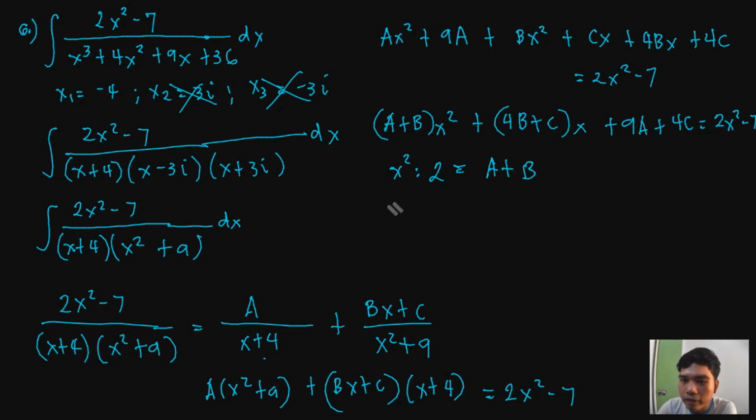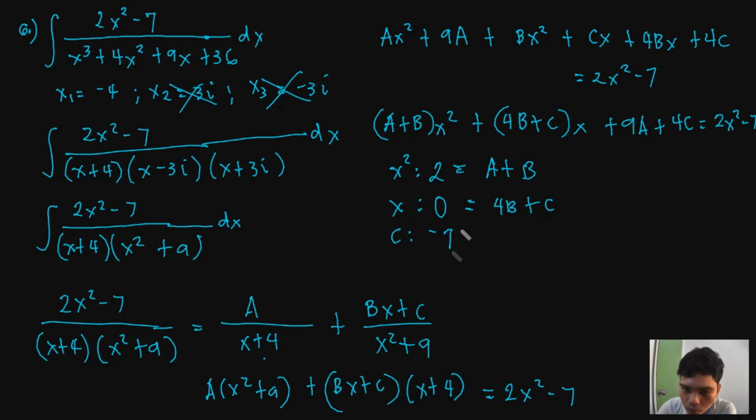Then, how about yung ating x? So, yung x natin is, wala tayong x. So, that is 0. And then, pero dito sa right side, meron tayong x dito. Actually, that's 4b plus c. So, yun. Pero siya is 0 dito sa right side. Then, the constant is equal to negative 7.